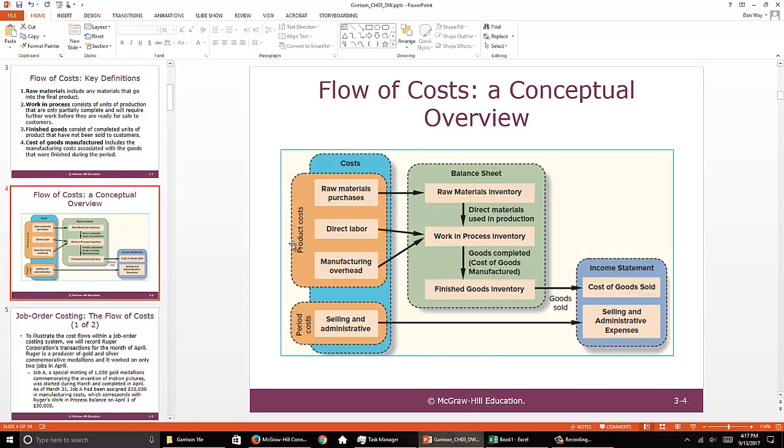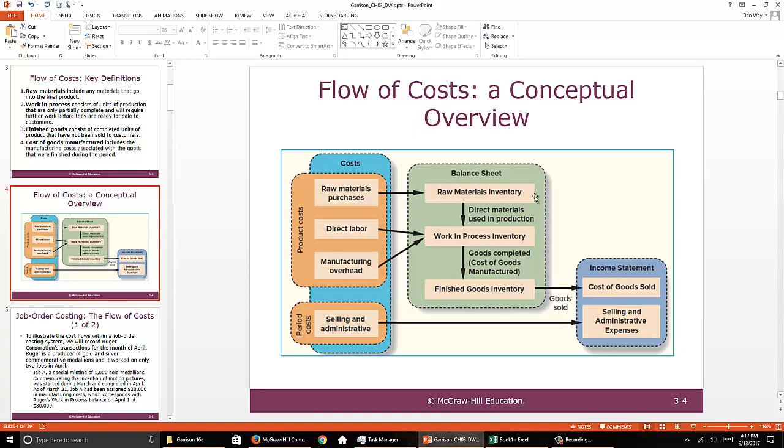So if we look at a nice little diagram here of the flow of costs in our job order costing system, we have our product and period costs on the left-hand side here, and none of these particular things are permanent accounts, right? So raw materials purchases is really a temporary account. Direct labor or factory labor is a temporary account, as is manufacturing overhead. And then our selling and admin costs, we probably have expense accounts for those from a T account or ledger standpoint, but the point is they're not permanent either.